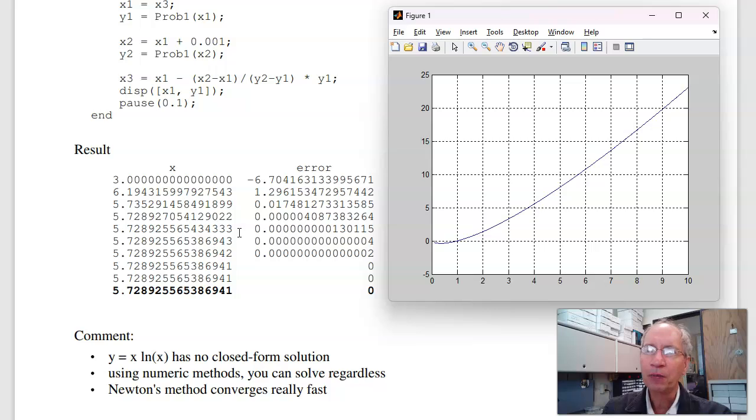I can solve pretty much any function equals 0. Even though y is x log of x has no closed form solution, a numerical solution can be found. And Newton's method converges really, really fast. This is a technique that I actually use quite often. Newton's method is very fast, very quick, very easy to use. And if you ever watch the movie Hidden Figures, and they talk about Newton's method, gee, that's really, really old. Well, this is Newton's method.